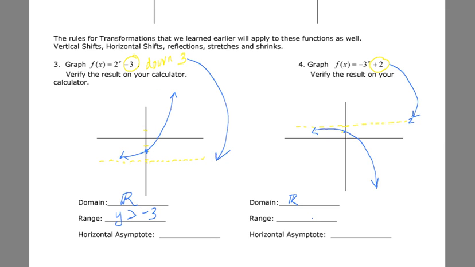The range over here, well, here's the asymptote and the graph is, in this case, all below the asymptote. So if I want to figure out my range, it starts at negative infinity and stops up here at that asymptote of 2. So we could say y less than 2 as our range. And the horizontal asymptotes are at -3 and at 2. Notice those values will always coincide. Look to see where your graph is placed.